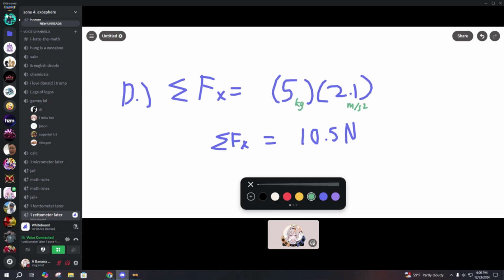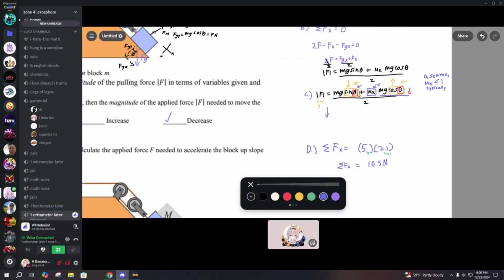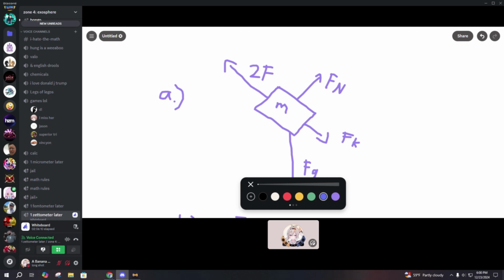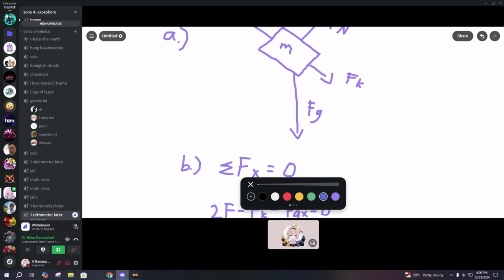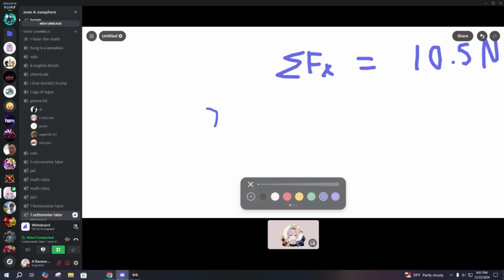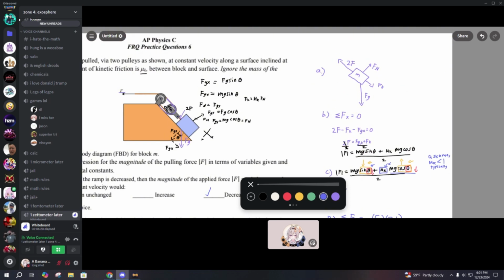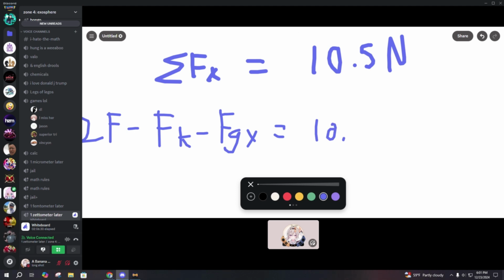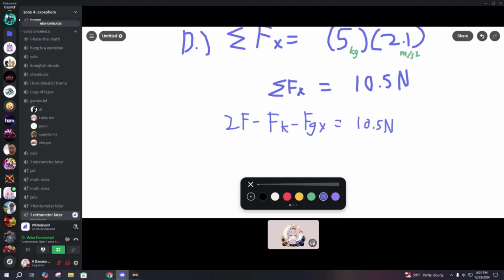Now, what is the sum of the forces in the x direction? Well, if I go back to my free body diagram, I see there's 2F, there's Fk, and there's going to be Fgx. So the sum of the forces in the x direction is 2F minus Fk minus Fgx. It's going to be equal to 10.5 newtons, not 0 anymore.